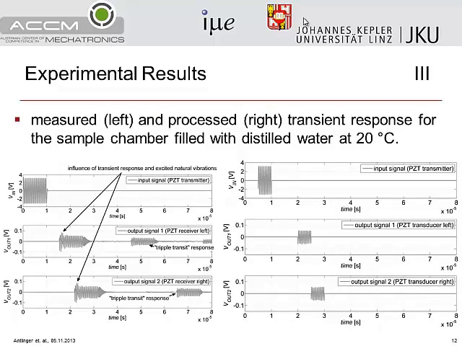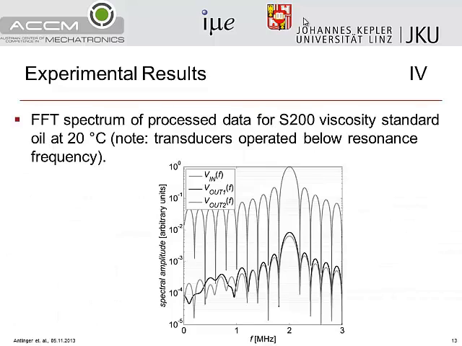Then, as I showed you a few slides before, we process the data in the time domain. Here you can see the original measurement data for the sample chamber filled with water, and here you can see the processed data. So we remove the transient settling and we remove the triple transit response, so we get the data we want for our FFT.